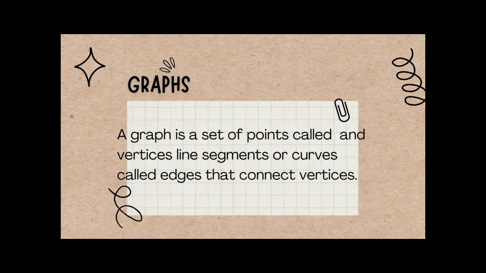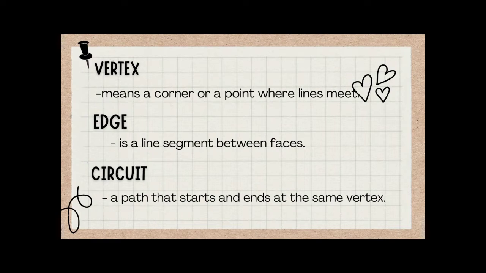A graph is a set of points called vertices, and line segments or curves called edges that connect vertices. Vertex means a corner or a point. An edge is a line segment between faces. A circuit is a path that starts and ends at the same vertex.